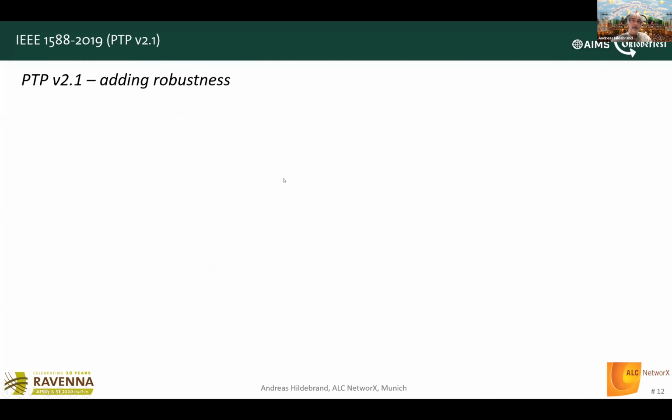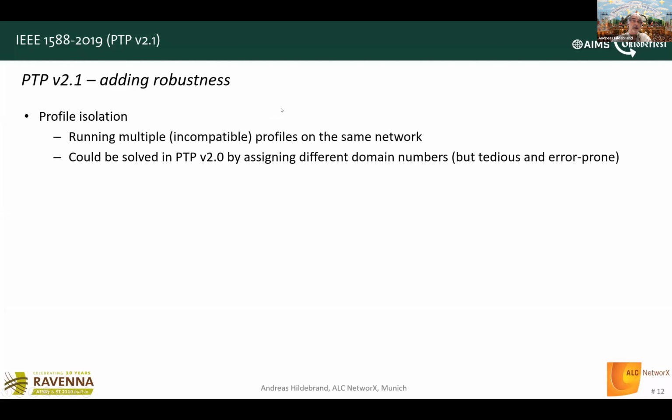The next big area is robustness. Features have been added to increase the robustness of the PTP protocol. First thing to mention is profile isolation. Theoretically, you were already able to run different profiles on the same network. So let's say a default profile, an AS67 media profile, the SMPTE 2059 profiles, or even other profiles, which was addressed through using different domain numbers for those individual profiles.